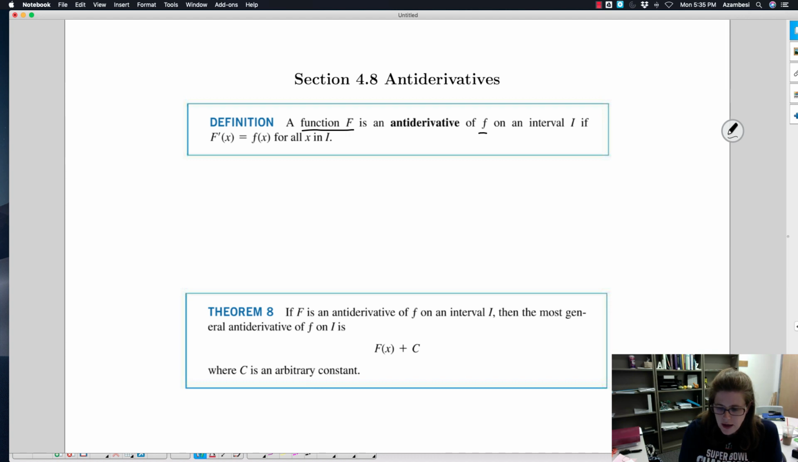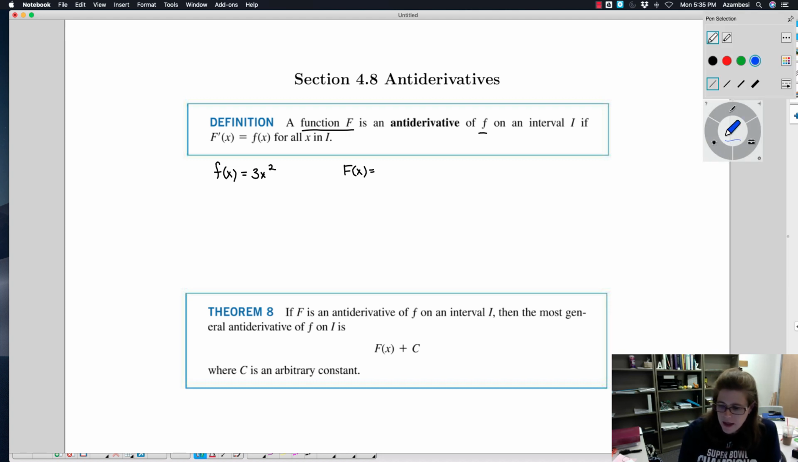So if, for example, I have f of x equal to 3x squared, then my big F would be the function that 3x squared came from as a derivative. Well, we know when we take the derivative of something, we bring its power down to the front and reduce its power by 1. So if I were to envision how we got to 3x squared, we got to 3x squared by dropping that 3 down and reducing the power to 2. So an antiderivative of 3x squared would be x to the third power.